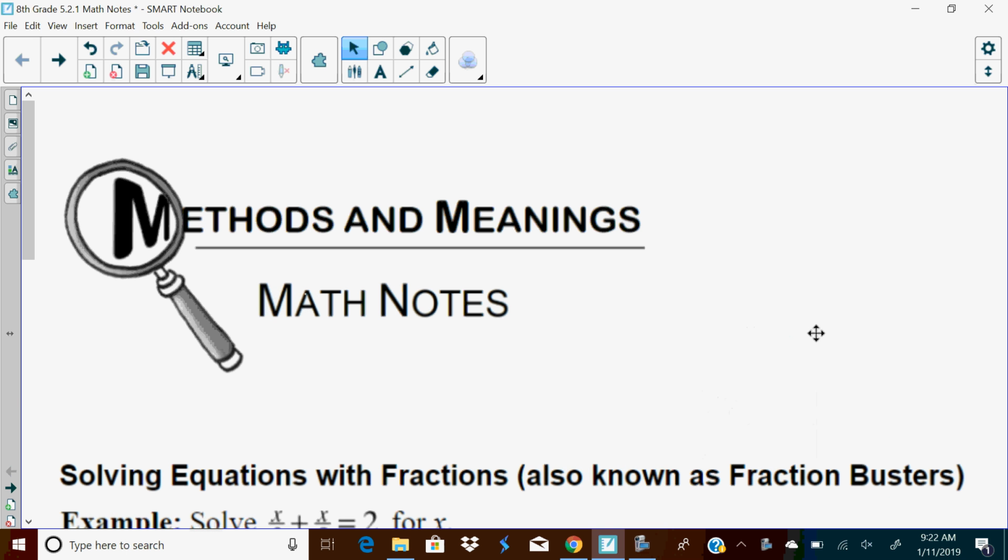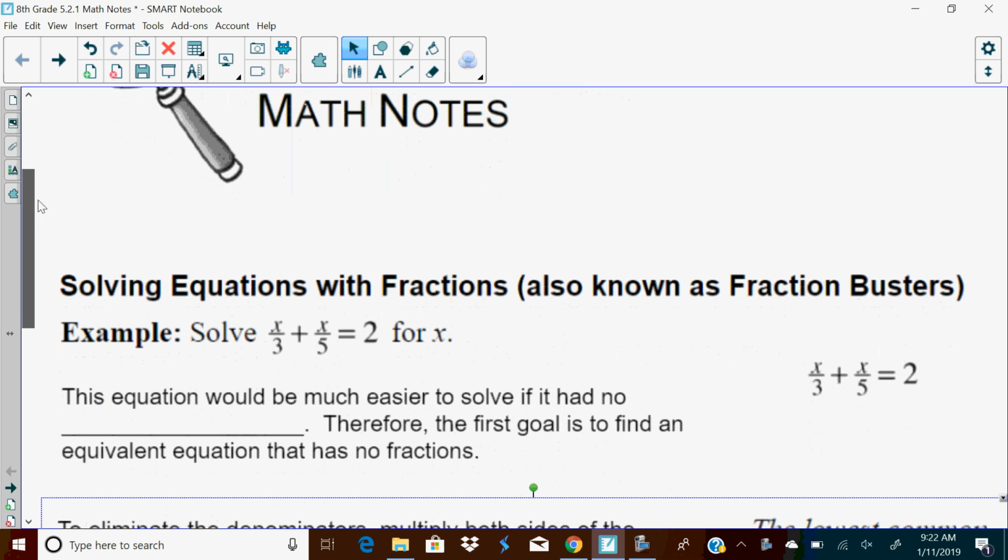Here's the math notes for section 5.2.1. They are on solving equations with fractions, also known as fraction busters. We've been doing this quite a bit in class.